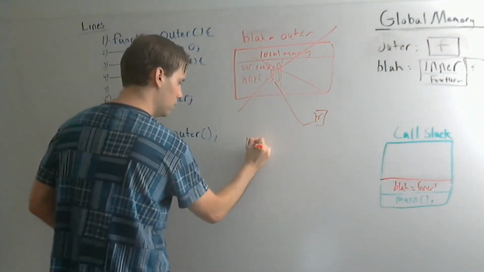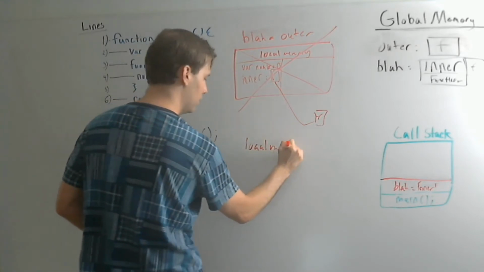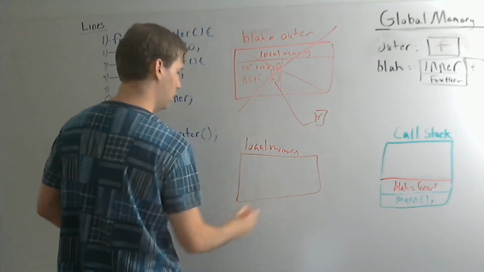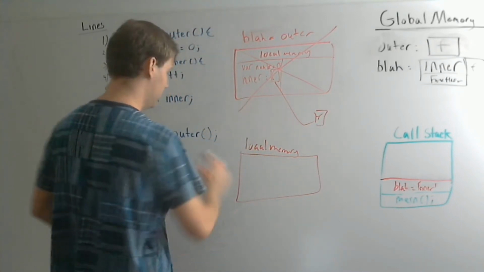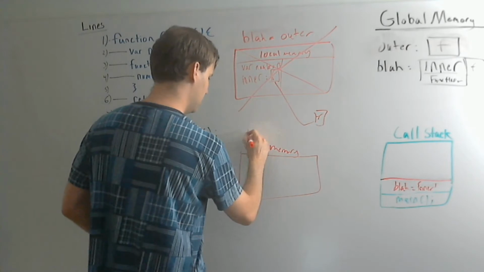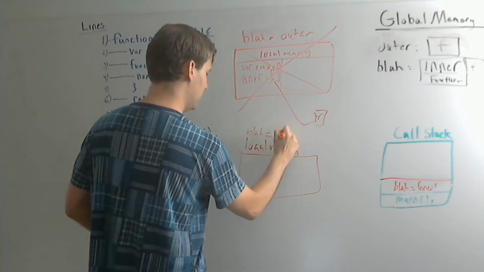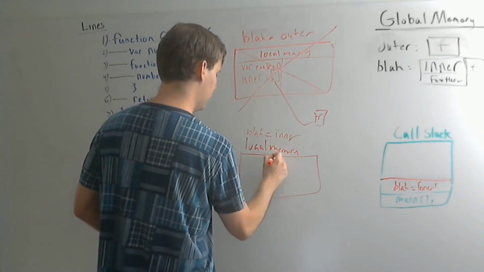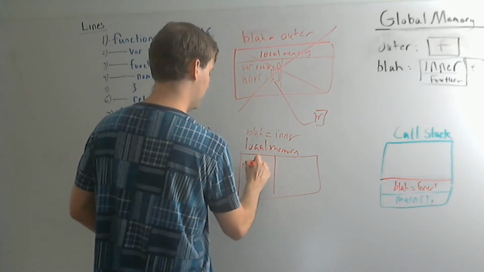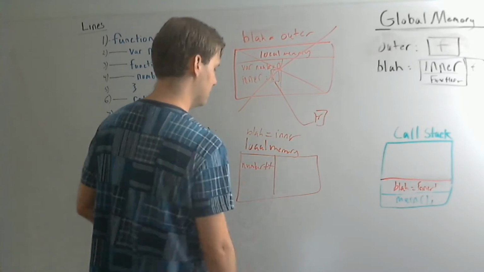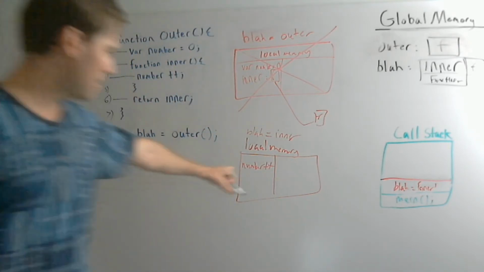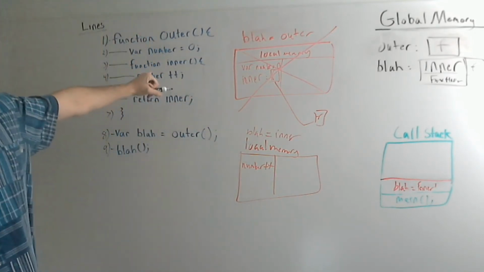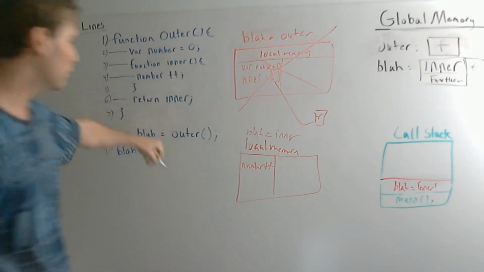So local memory for blah, which is equal to inner. Inner. We're going to be looking for number plus plus. So that says number plus plus. If you guys remember that from right here on line 4, we're using the inner function. Hopefully that's a little clear.